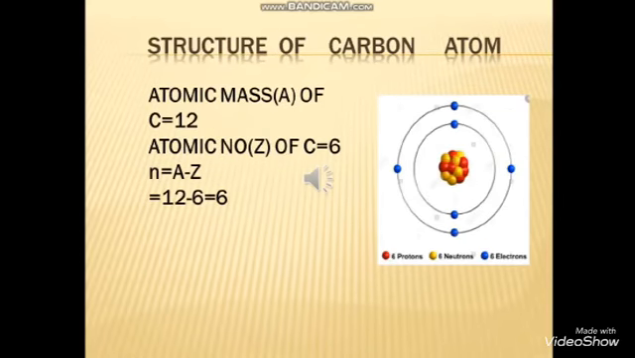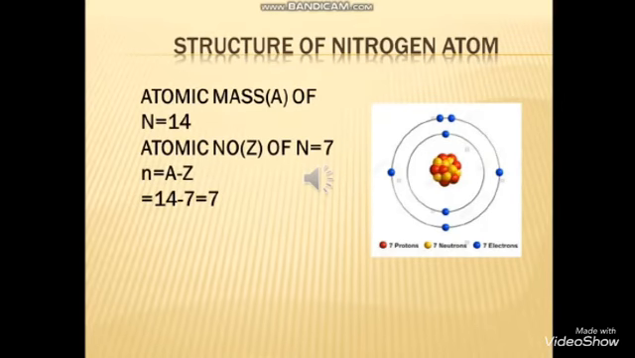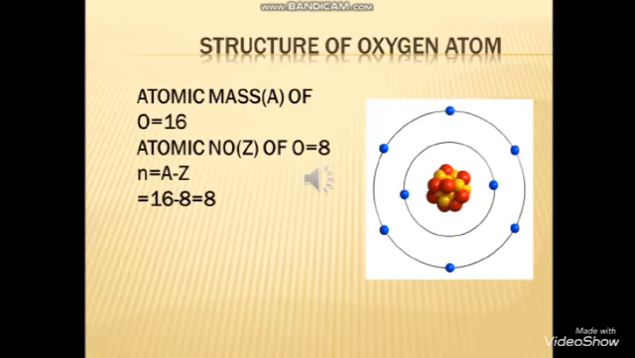The atomic mass of carbon is 12. The atomic number of carbon is 6. It contains 6 protons, 6 neutrons and 6 electrons. The nitrogen atom contains 7 protons, 7 neutrons and 7 electrons. This is the atomic structure of the oxygen atom. The atomic mass of oxygen is 16. The atomic number of oxygen is 8. The oxygen atom contains 8 protons, 8 electrons and 8 neutrons. The first shell contains 2 electrons and the second shell contains 6 electrons.